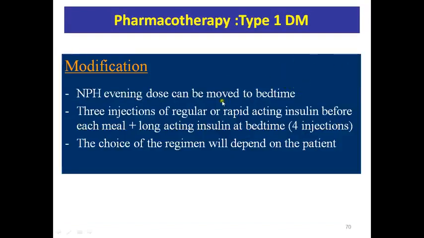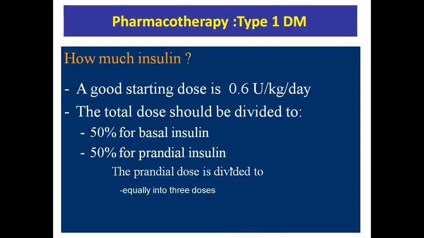You do it when he goes to bed. Or you can give 3 injections of regular or rapid acting insulin before each meal and long acting insulin at bedtime, 4 injections. This is the best regime to follow. The choice of the regime will depend on the patient. So how much depends on the patient, his health, his daily activities, his ability to take insulin to work. So it all depends on that, his ability to inject himself insulin.